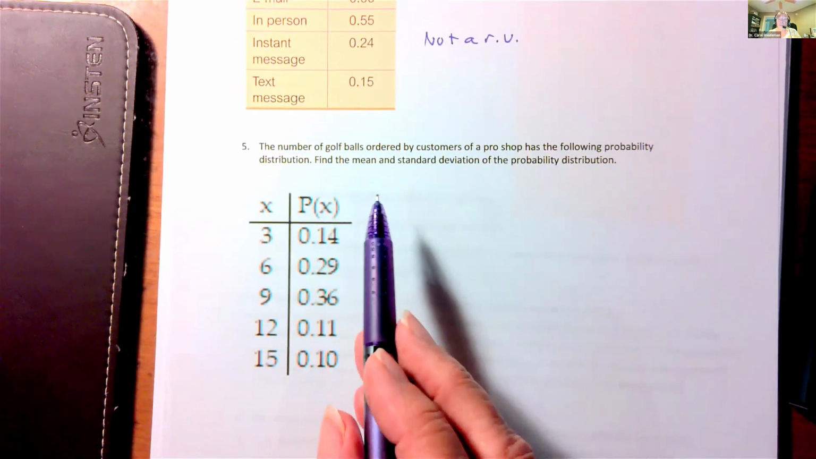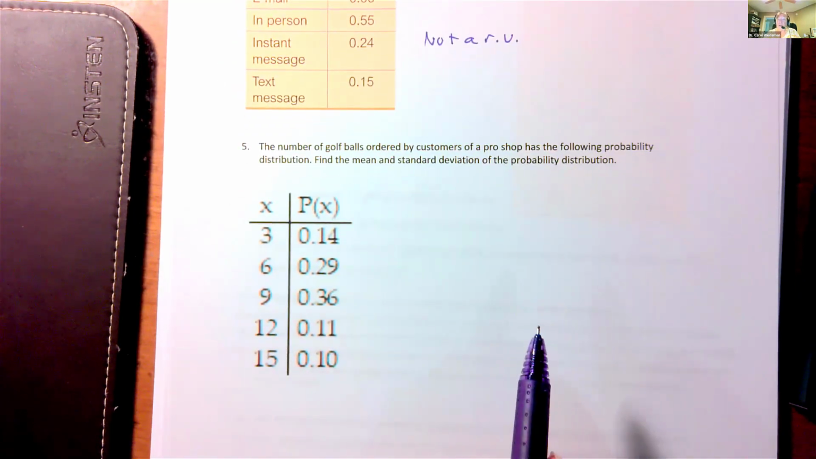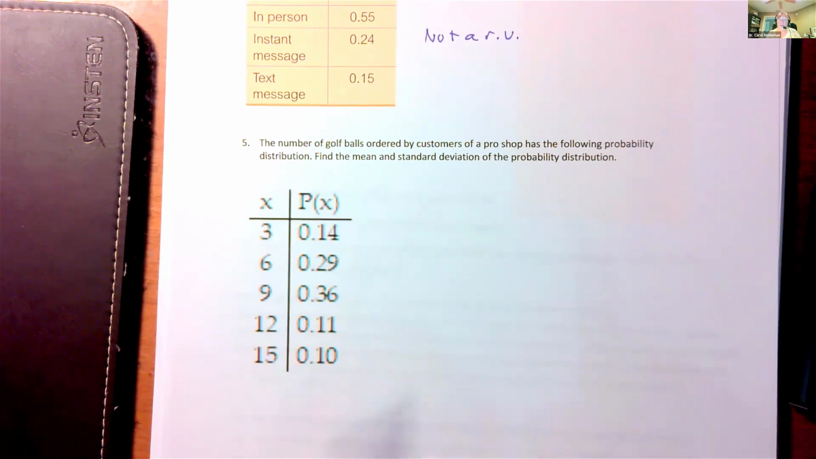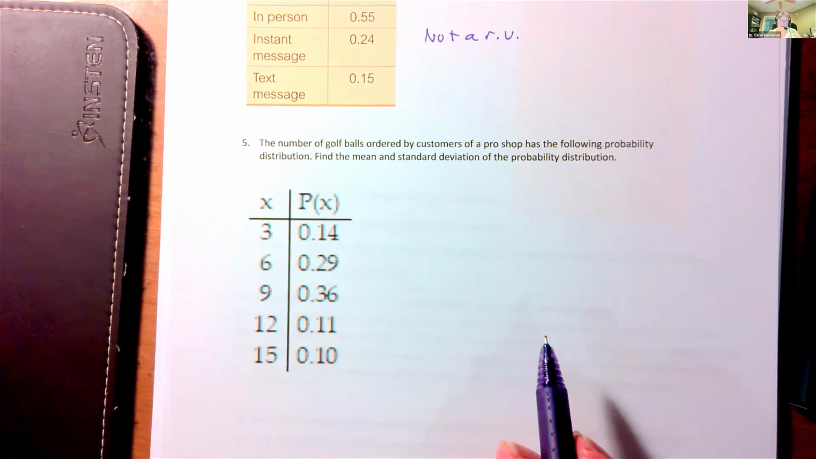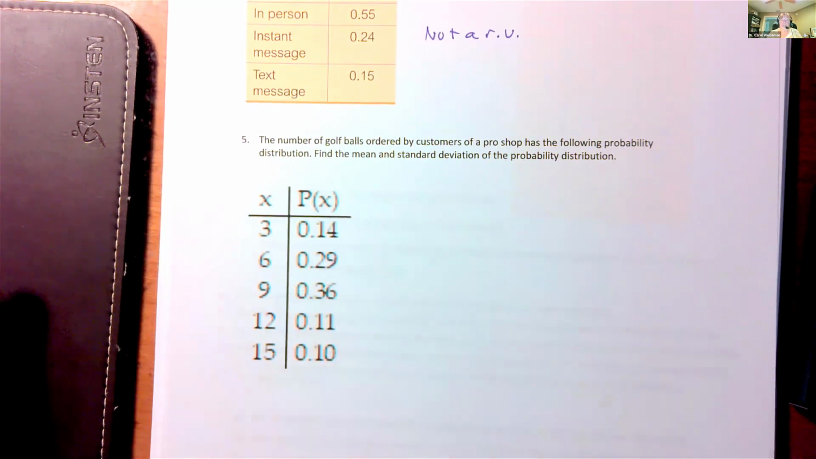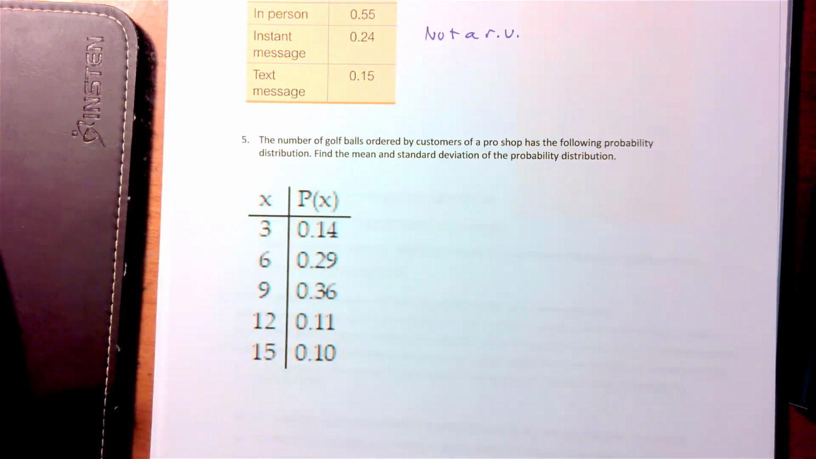Now, how about this one? The number of golf balls ordered by customers of a pro shop has the following probability distribution. Find the mean and standard deviation. This is a probability distribution. So again, we've got 3, 6, 9, 12, and 15, and here are the probabilities. Again, I'm going to jump back over to Statcrunch.